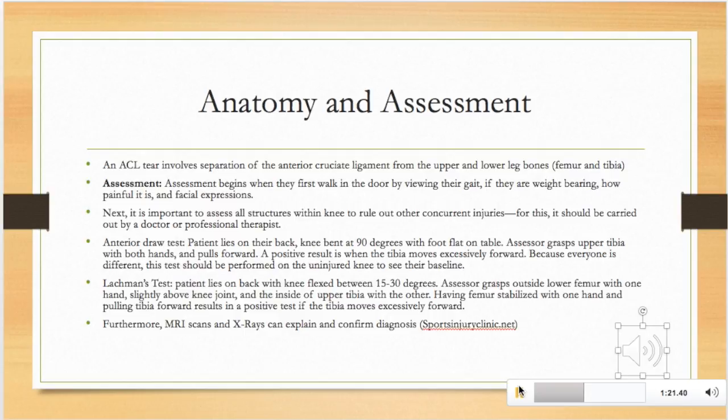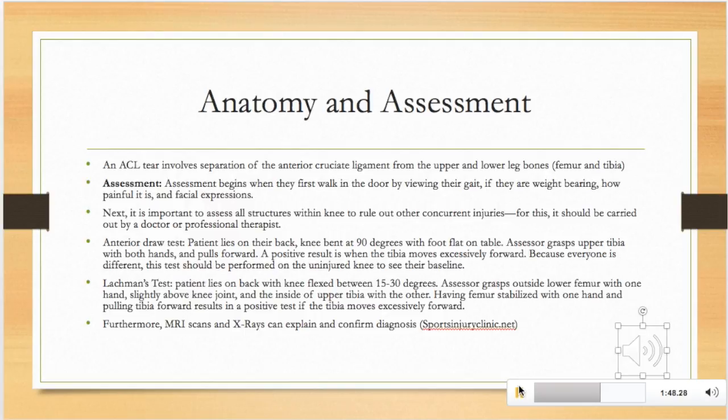They're very similar. In the anterior draw test, the patient lies on their back, the knee is bent at 90 degrees with the foot flat on the table. The assessor grasps the upper tibia with both hands and pulls forward. If the tibia moves forward, then you know that it's a positive result, and therefore the anterior cruciate ligament is torn, either completely or partially.